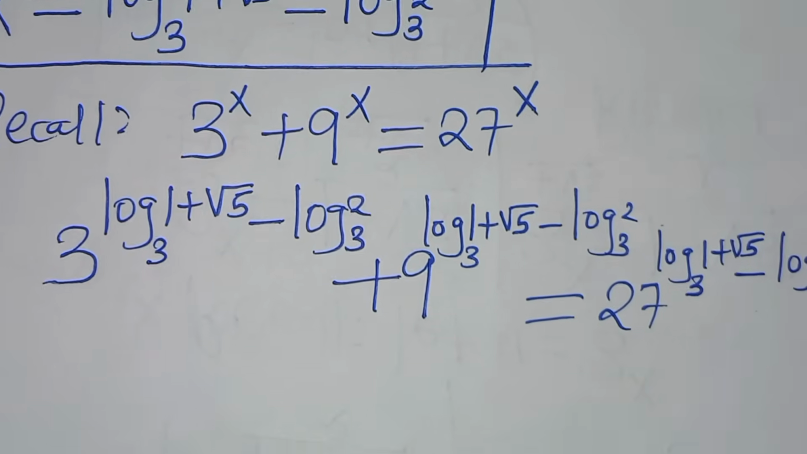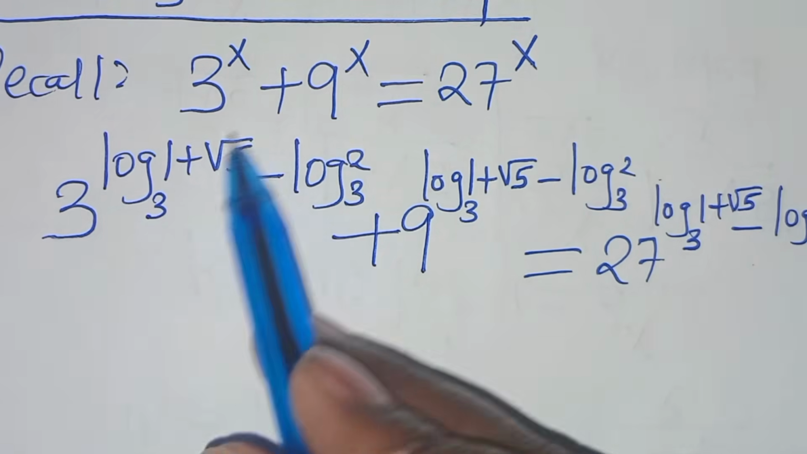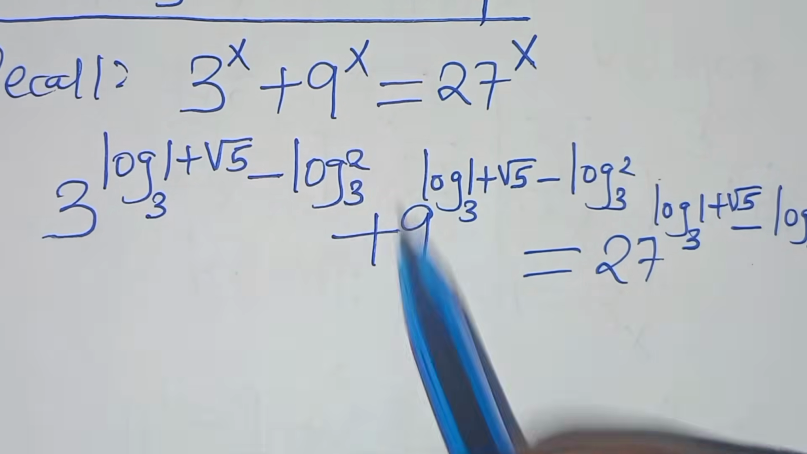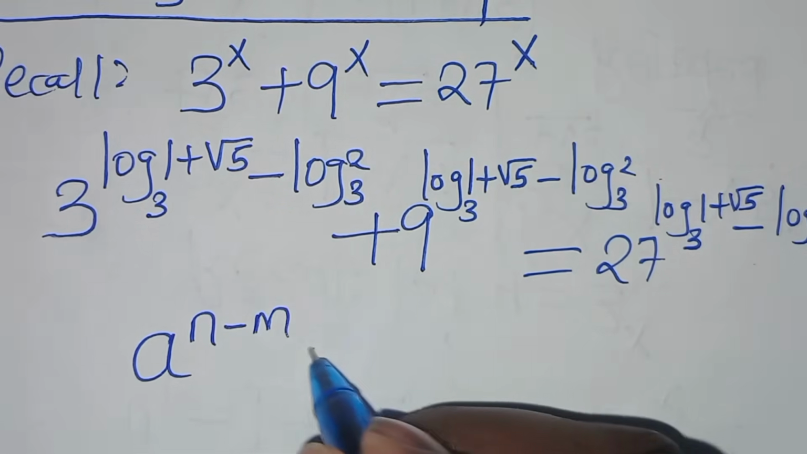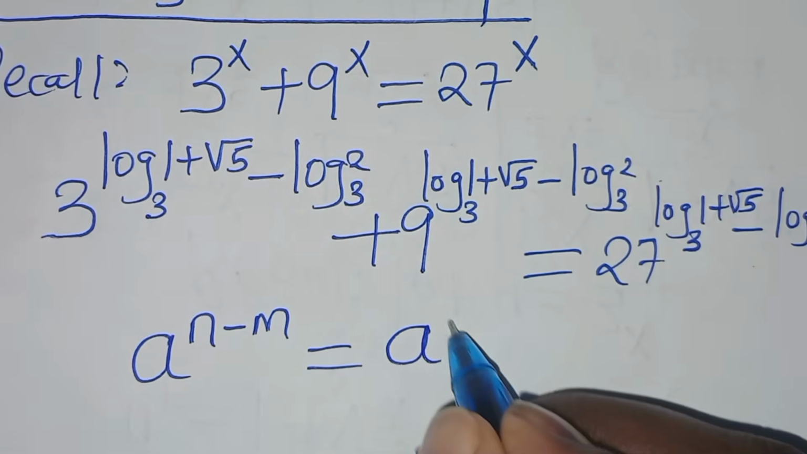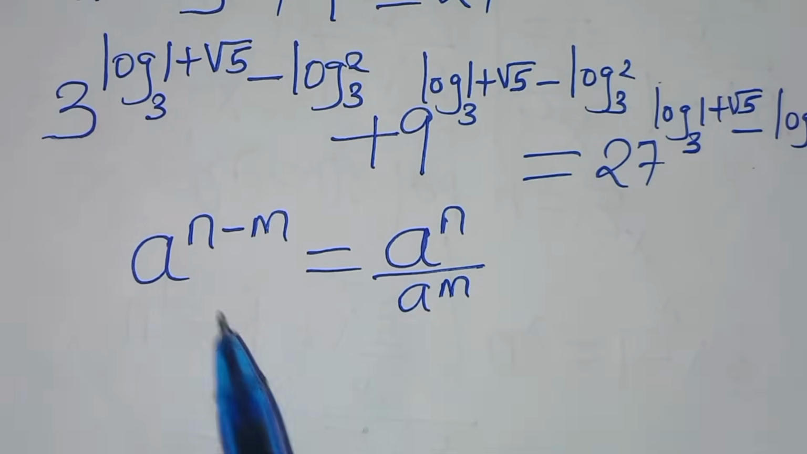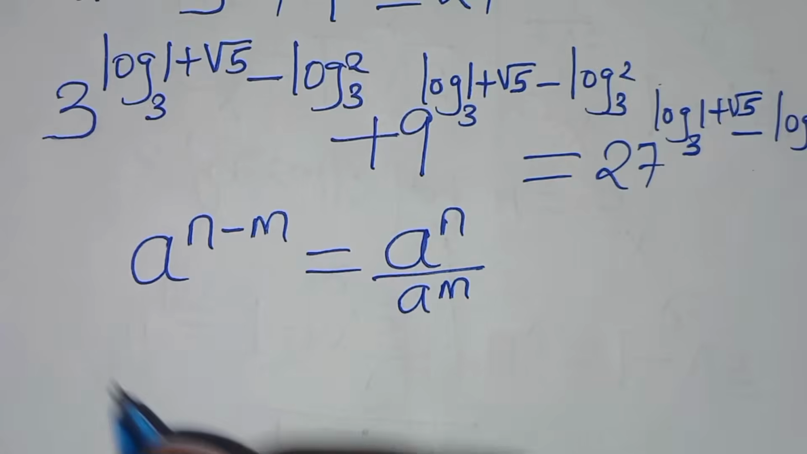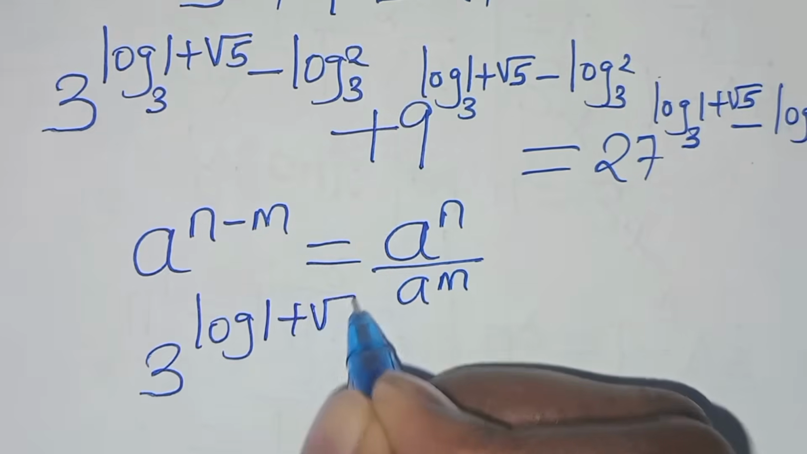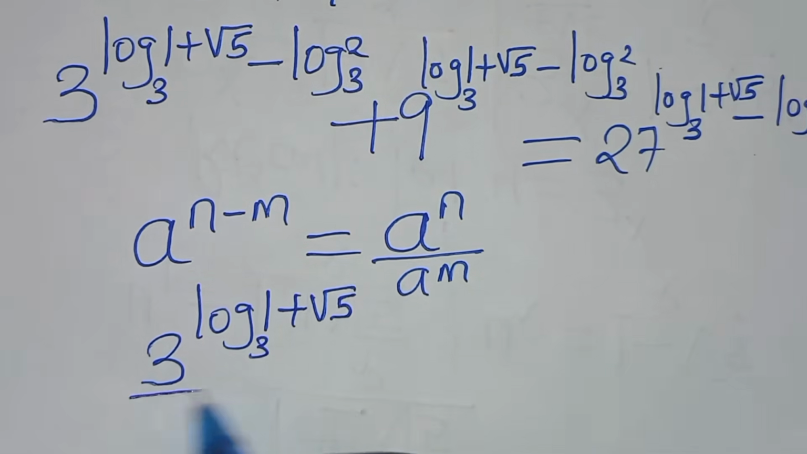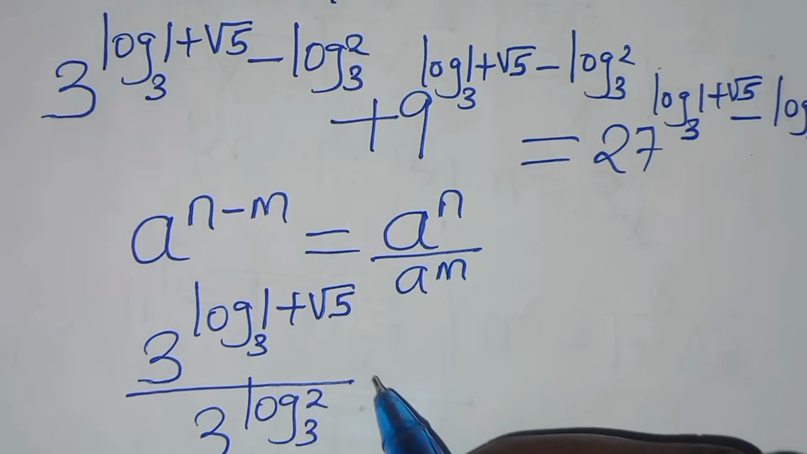The next step from here, you find that 3 raised to the power of log of (1 plus square root of 5) to base 3 minus log 2 to base 3 is in the form of a to the power of n minus m, which essentially we can express as a to the power of n over a to the power of m. Applying this exponent property, we have 3 raised to the power of log of (1 plus square root of 5) to base 3, divided by 3 raised to the power of log 2 to base 3, then plus.